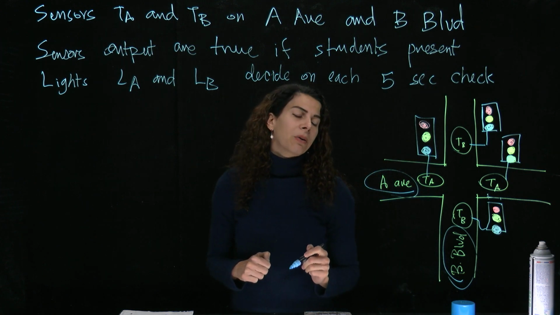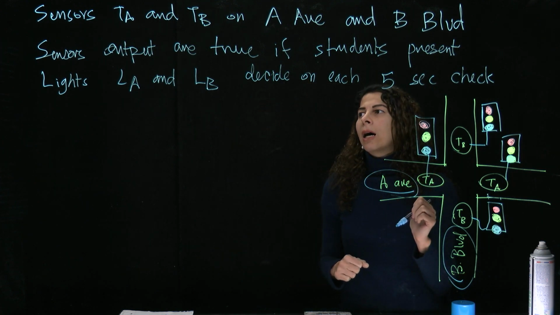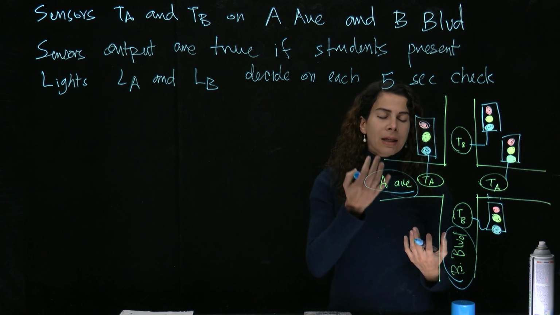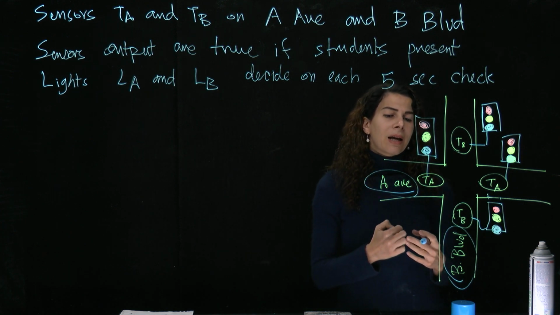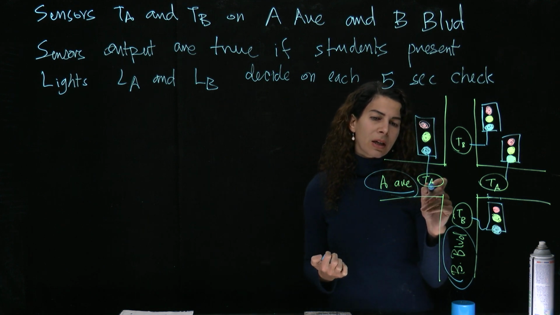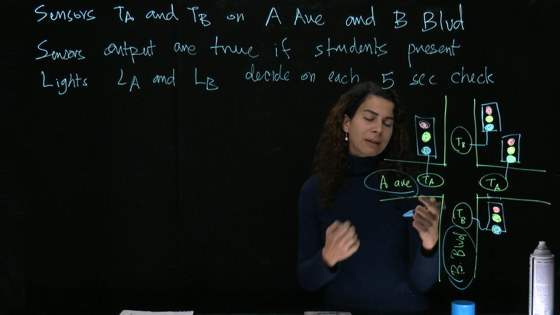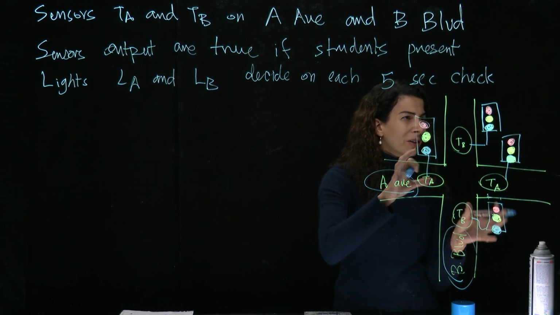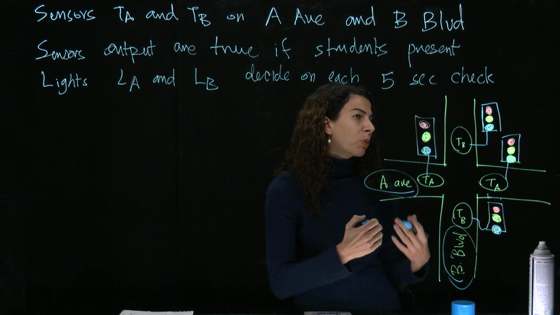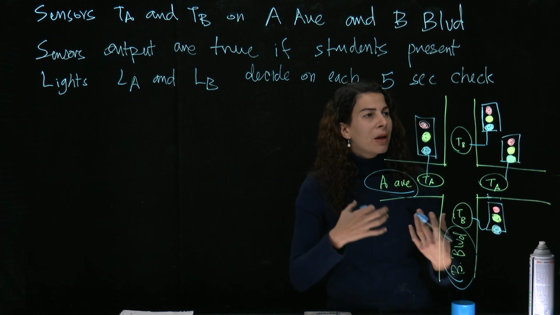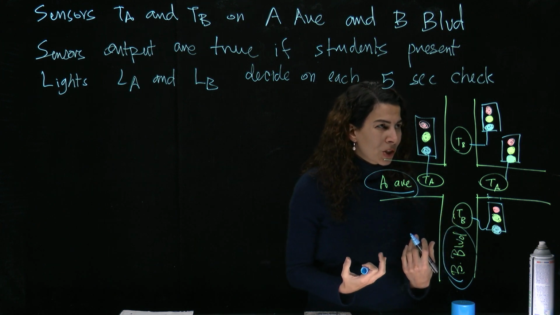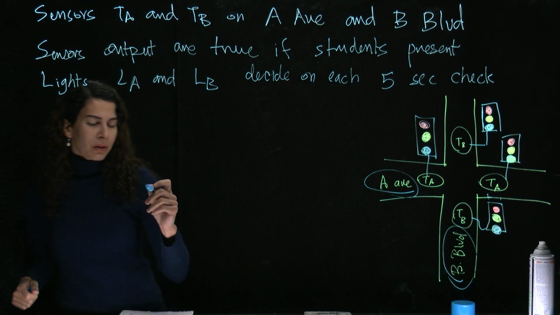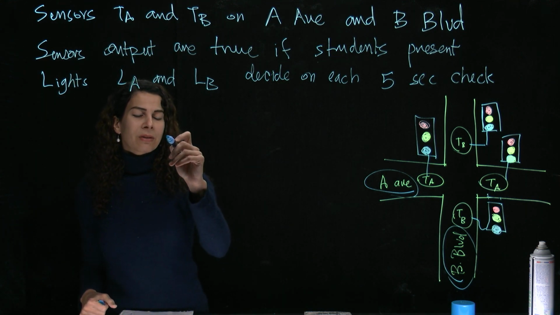The sensor outputs are going to be high if the students are present, and if the students are present, then we are going to make this light go to the red state. And these two states should be complementary, meaning that not both of them can be green at the same time, and not both of them can be red at the same time. Just like a regular junction.